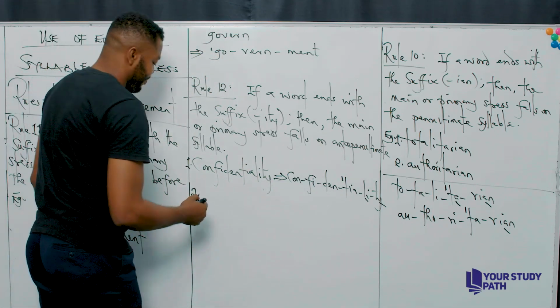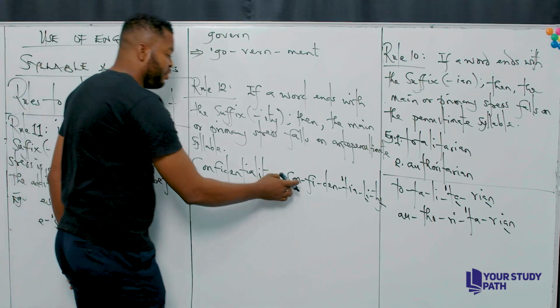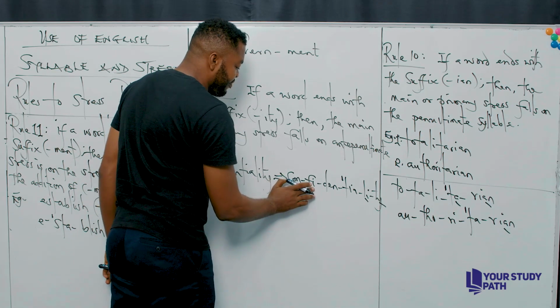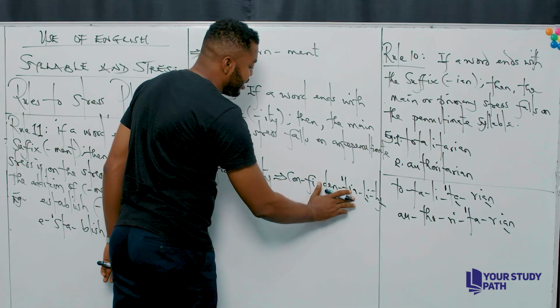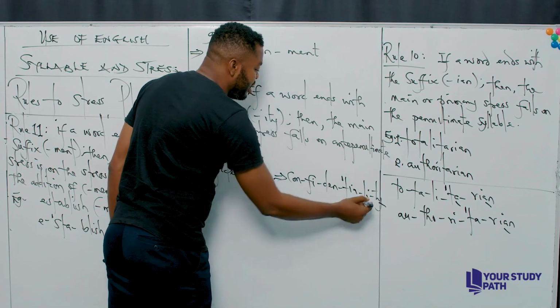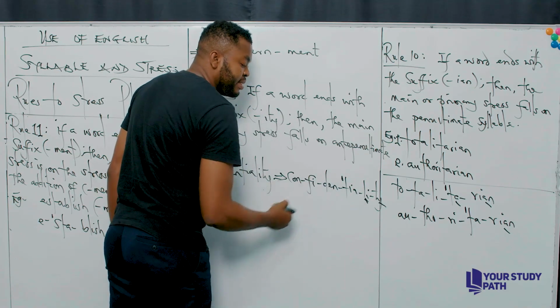I hope that is clear to you. So in confidentiality, this is the syllabic division. Ty is the last syllable, li is the penultimate, then tia is the antepenultimate syllable.